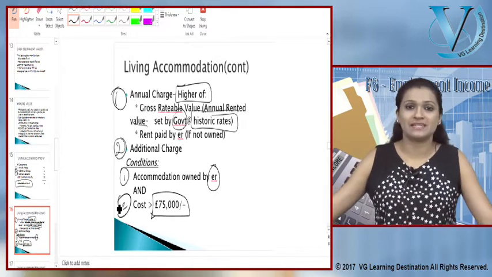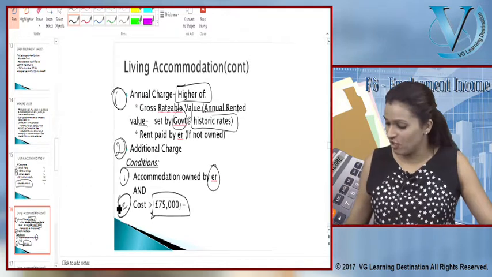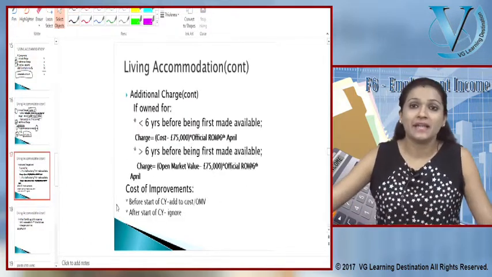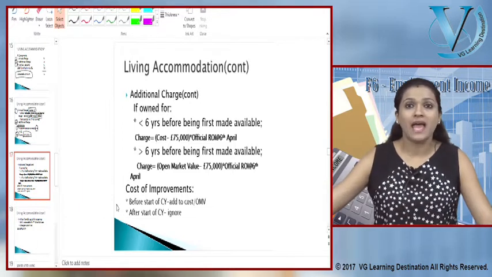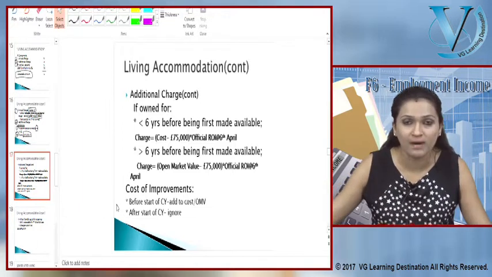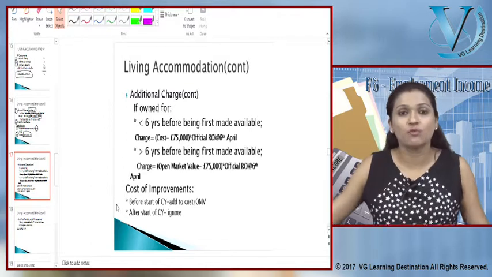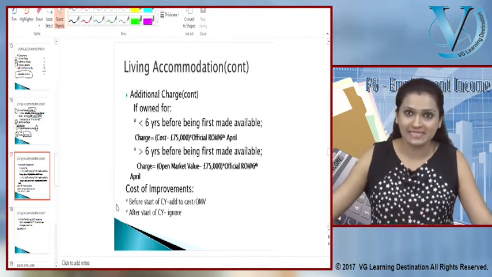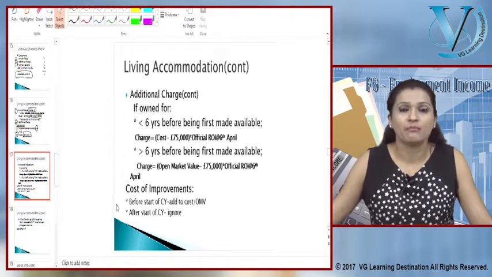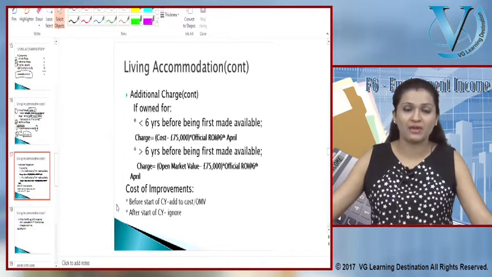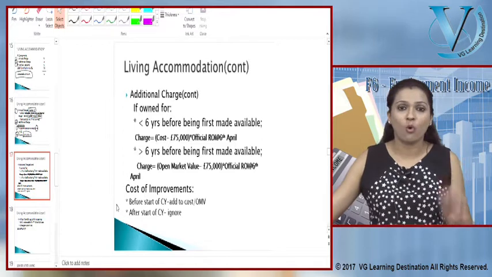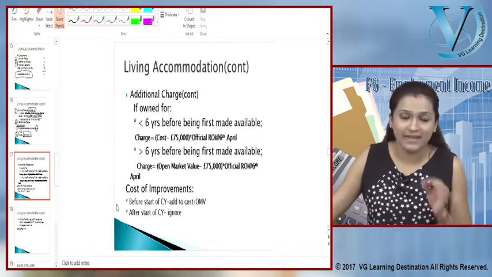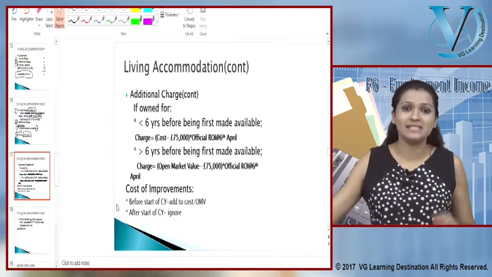Now, what is this additional charge going to be? Let's have a look at that. The additional charge depends upon how long the property has been owned by the employer. Has the employer owned the property for more than 6 years, or is it less than 6 years since the employer bought this property? So what you're going to look at is how many years back did the employer buy this property.